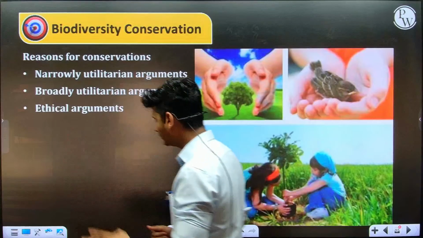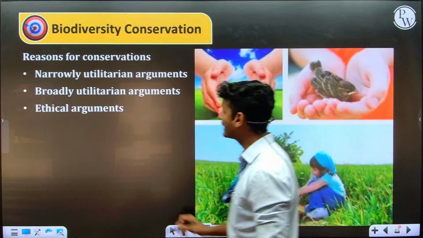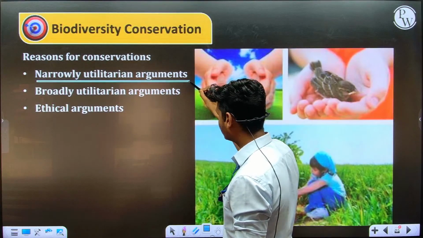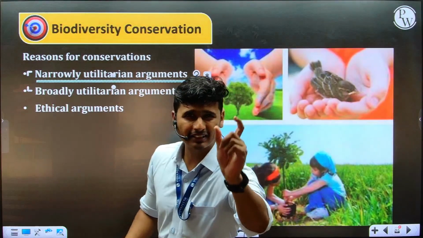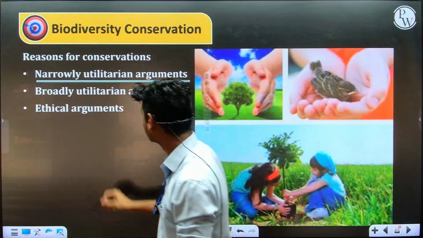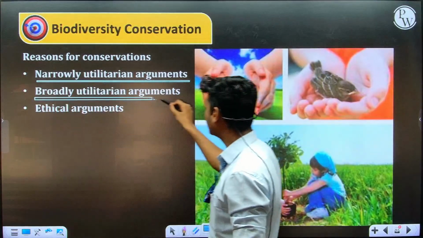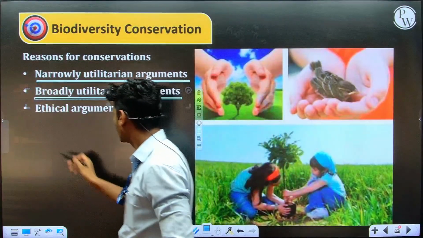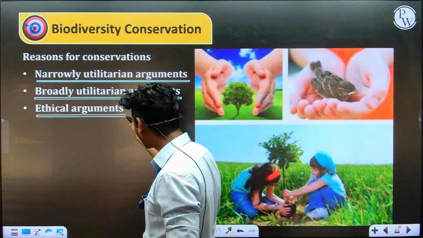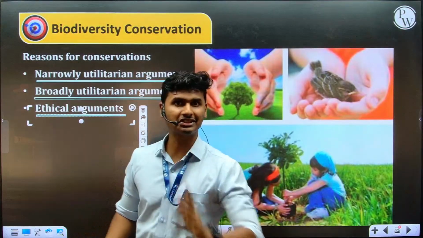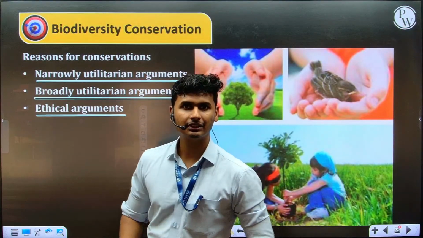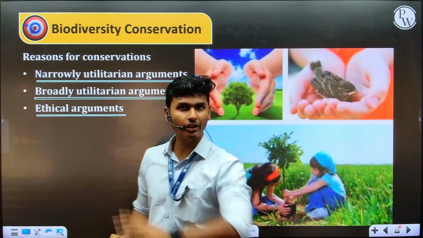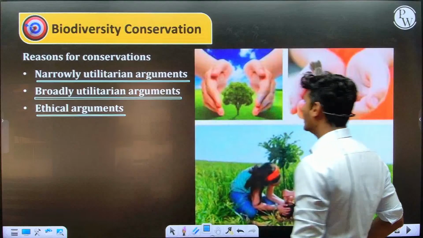So there are three types of argument, or three types of discussion. One discussion, we can call a narrowly utilitarian argument. That is, narrow mind, small thinking. Second is a broadly utilitarian argument, that is for broad-minded people. Now the third one is the ethical argument. What is your ethics? What kind of ethics do you have in your life? That is the ethical argument. Three types of argument.